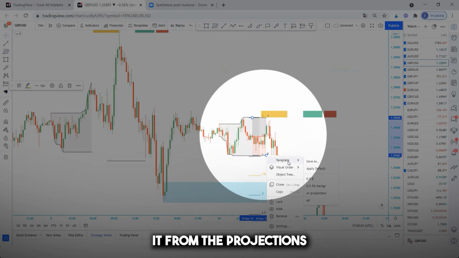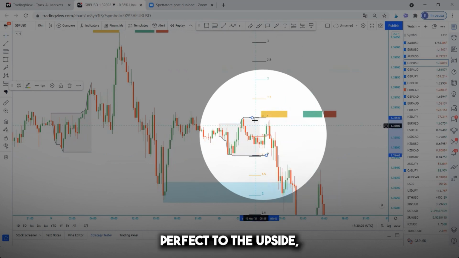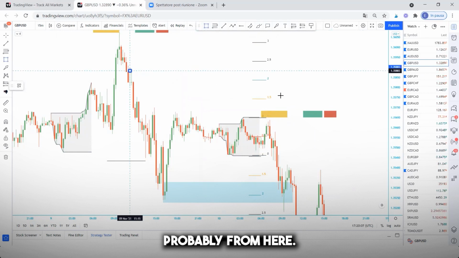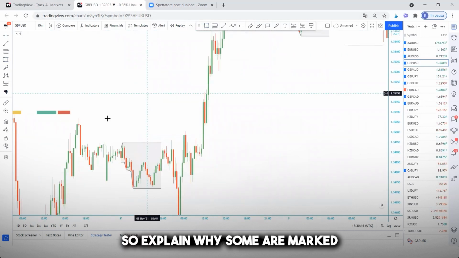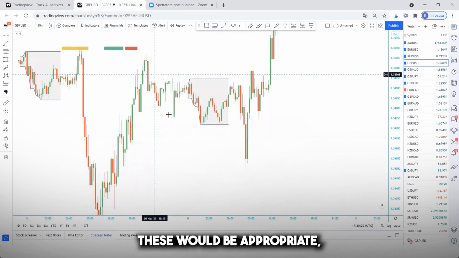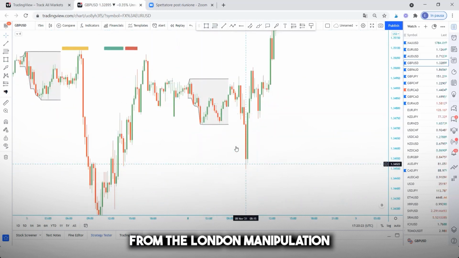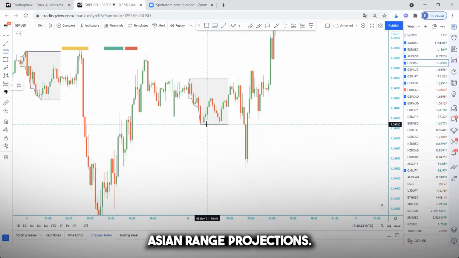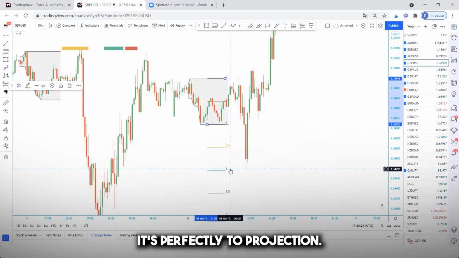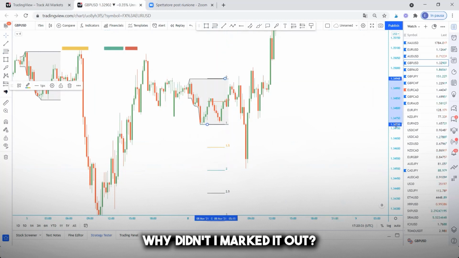If we did, then this would be just perfect. Let me put the projections. Perfect to the upside. Where would I look to trade from? Probably from here. So just to explain why some are marked and some are not. Same here. This would be a perfect London manipulation at Asian range projections, but I didn't even mark it out. Why? It's perfect to the two projection. Why didn't I mark it out?